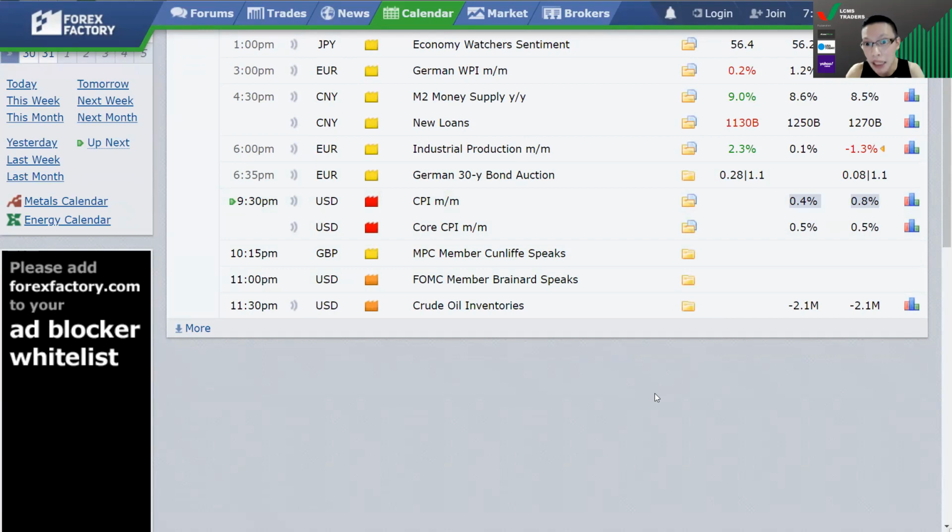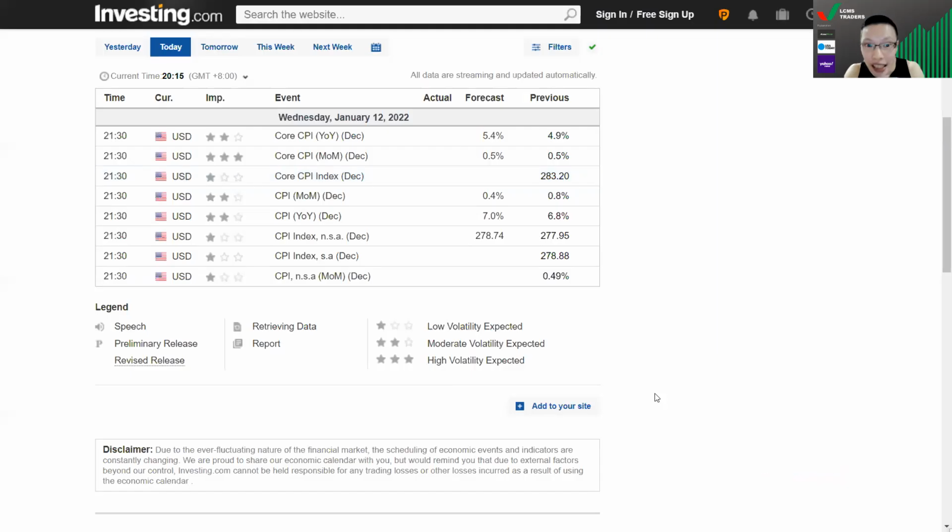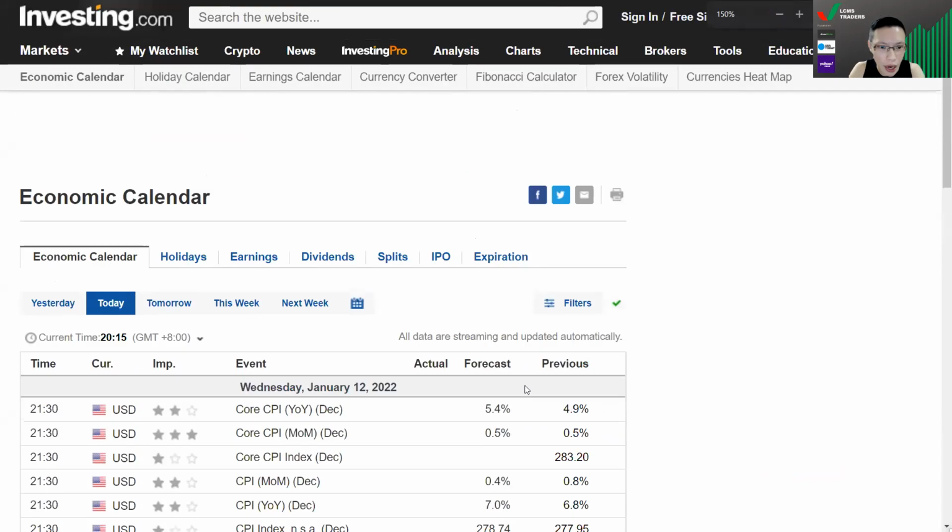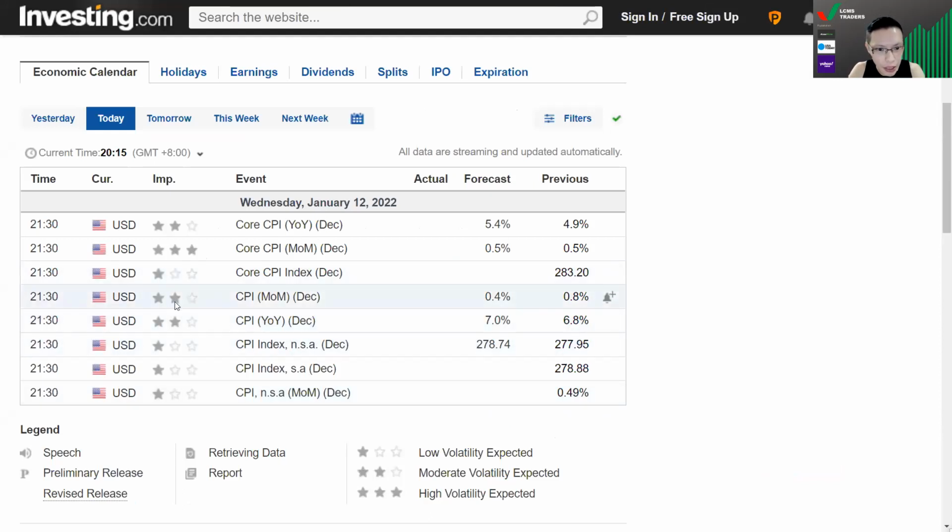Instead, you may want to head over to the investing.com economic calendar, where they show the year-on-year data. What I'll be paying attention to is the year-on-year data. The highlighted one is the headline inflation data. In December, they reported November's annual inflation to be 6.8. This time around, inflation in December is expected to be 7.0.